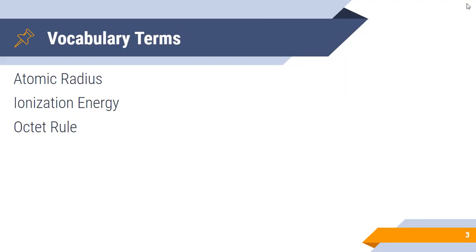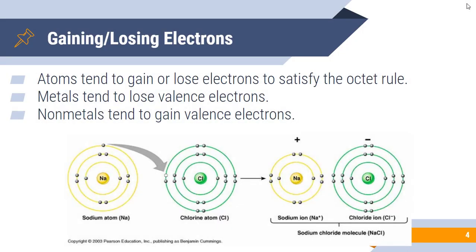A few vocabulary terms here today. We're going to focus on atomic radius, ionization energy, and the octet rule. So atoms tend to gain or lose electrons in order to satisfy the octet rule. In fact, this is the whole reason why chemicals have the ability to bond with one another. They're just simply trying to have 8 electrons in their outer shell.